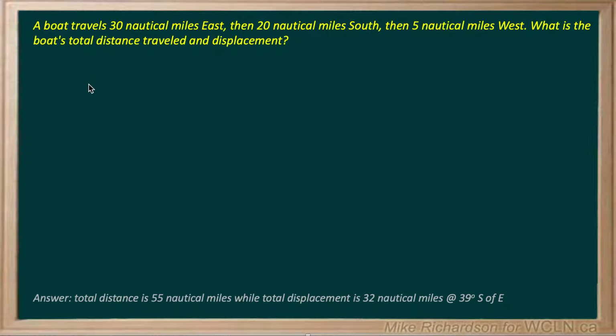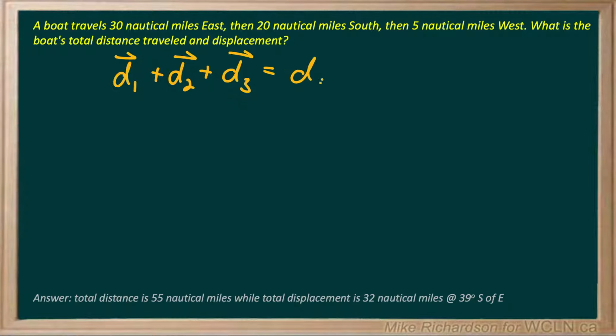Question, let's start with displacement since it's a little bit more time consuming. The boat travels 30 nautical miles east, and then he goes 20 nautical miles south, and then 5 nautical miles west. So there's 3 different transitions. D1, there's a displacement, 30 nautical miles east, and you're adding to that D2, which is the 20, and adding to that D3, which is the 5.